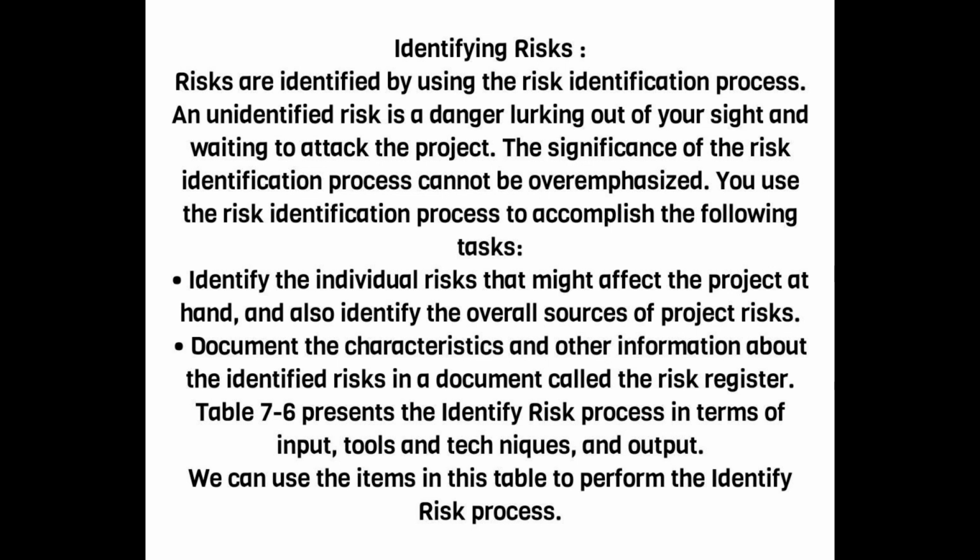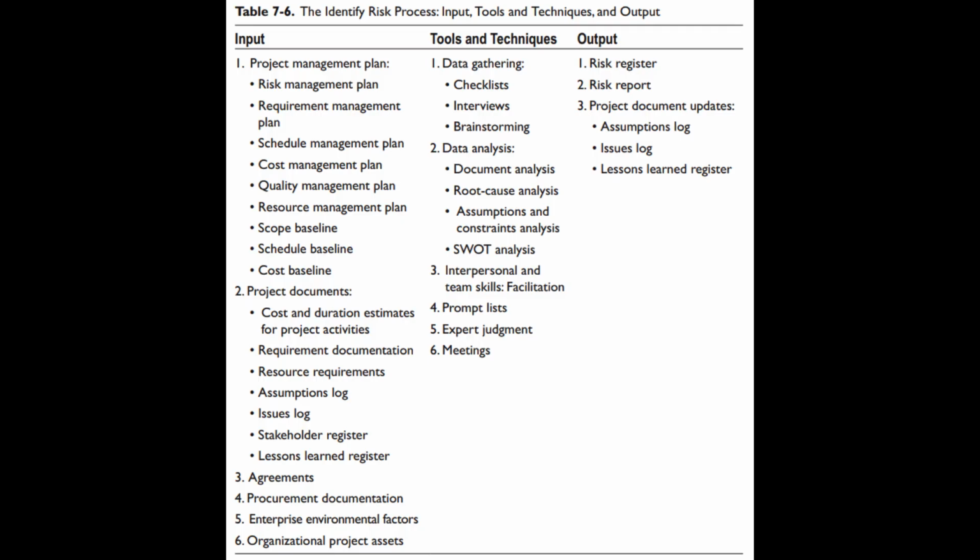Document the characteristics and other information about the identified risks in a document called the risk register. Table 7.6 presents the identify risk process in terms of input, tools and techniques, and output. We can use the items in this table to perform the identify risk process.